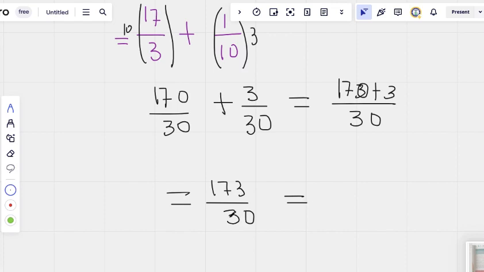Okay, so either you leave it like this or you reduce it to a mixed fraction. How many times can 30 go into 173? It can go 5 times, to 150. It will remain 23. So 23 over 30, giving 5 whole number 23 over 30. So either you leave it like this or like this. Whichever way is okay. So I think for fractions, this is what we will do for today.